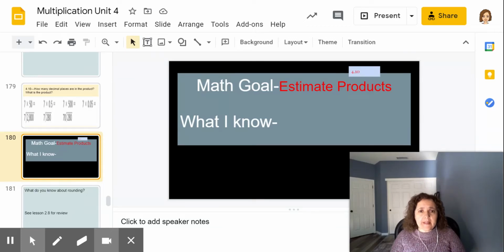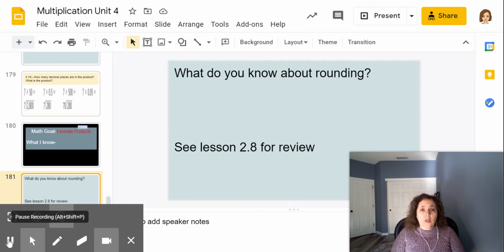Alright, in this lesson, lesson 4-10, we're going to estimate our products. So, what do you remember about estimation? And then come back to me. Okay, so estimation, you should know it's rounding, right? So, what do you remember about rounding?